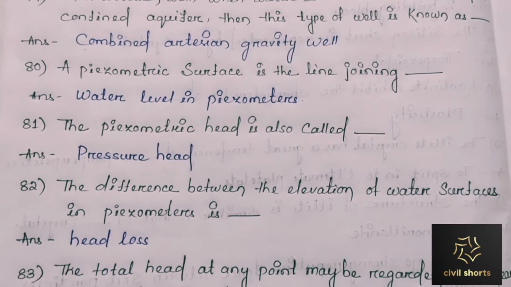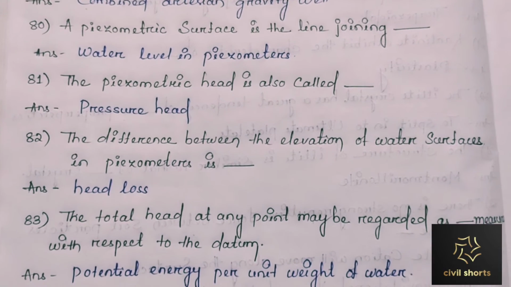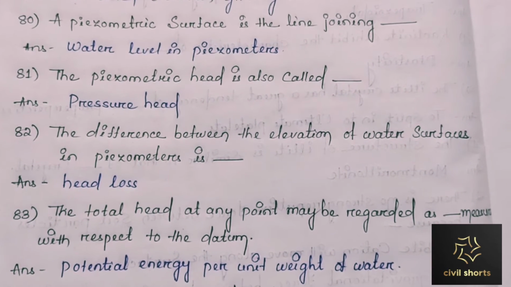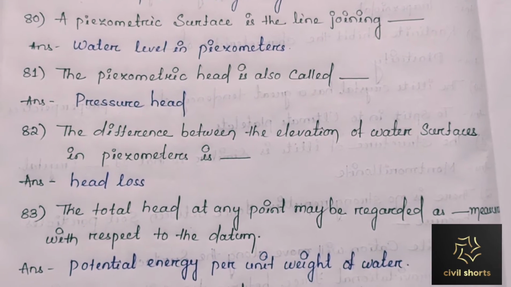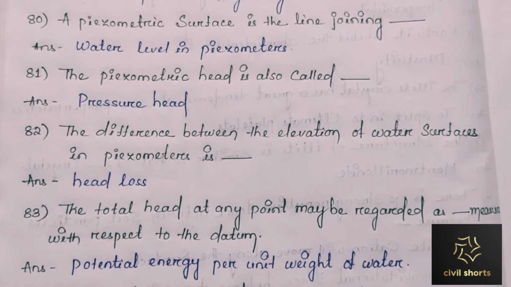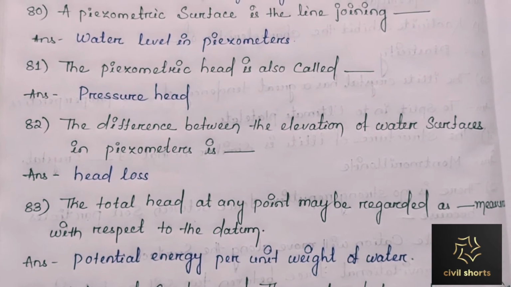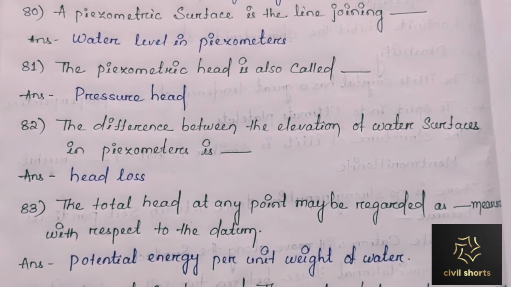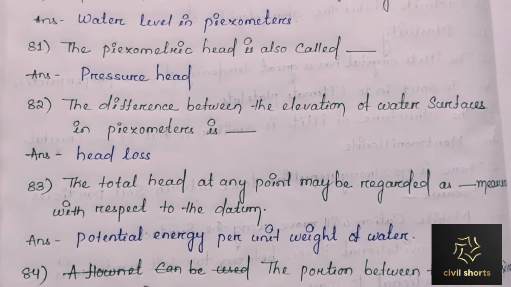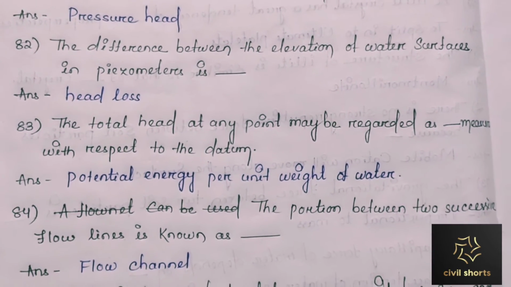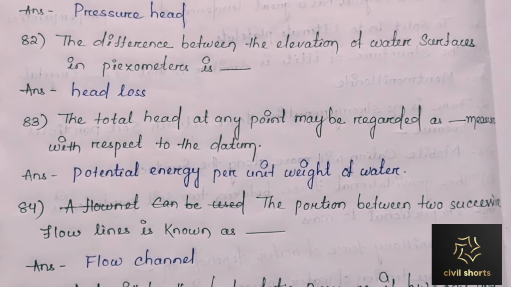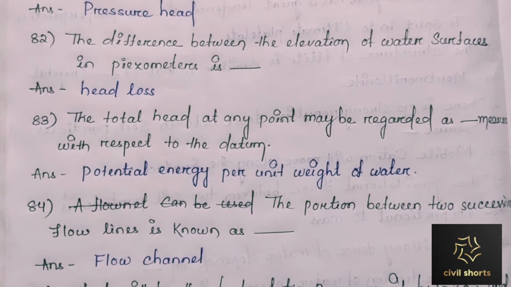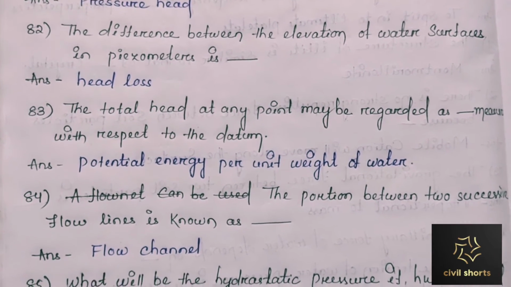Then question number 83. The total head at any point may be regarded as dash measure with respect to the datum. The answer is potential energy per unit weight of water. Then question number 84. The portion between two successive flow lines is known as dash. The answer is flow channel.